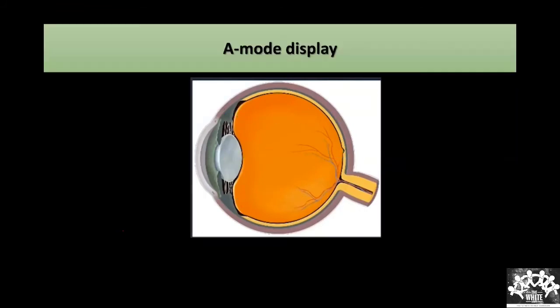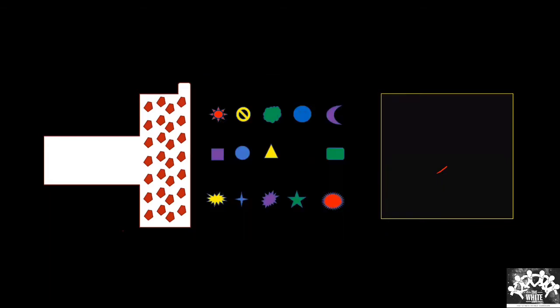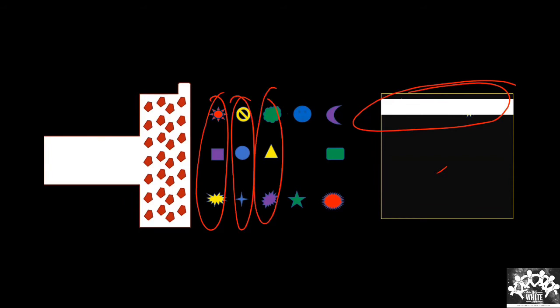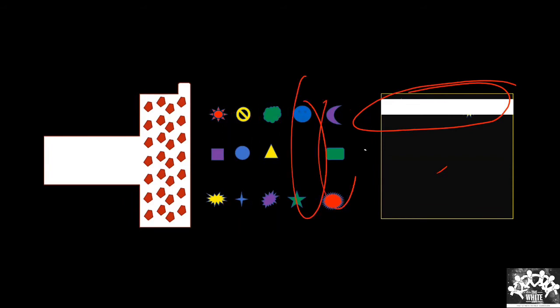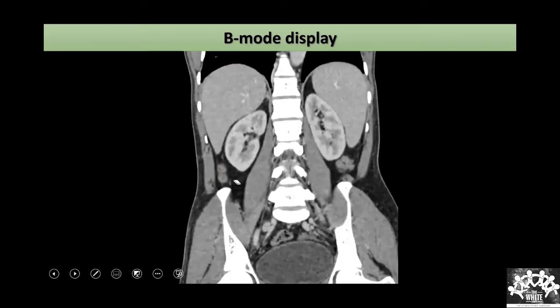So again, the different modes. What mode is this? In the orbit, what mode do we use? A mode. Good. You stimulate, and you get the reflected sound from each level. Initially it is from here, the second line will be from here, the third line from here. That's how we get lines. That's what we see in the A mode.